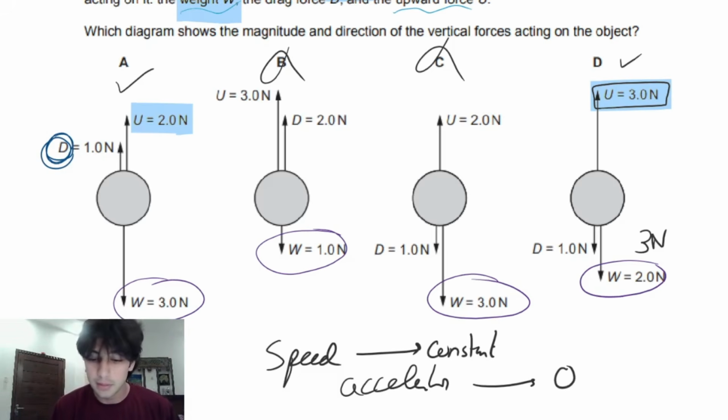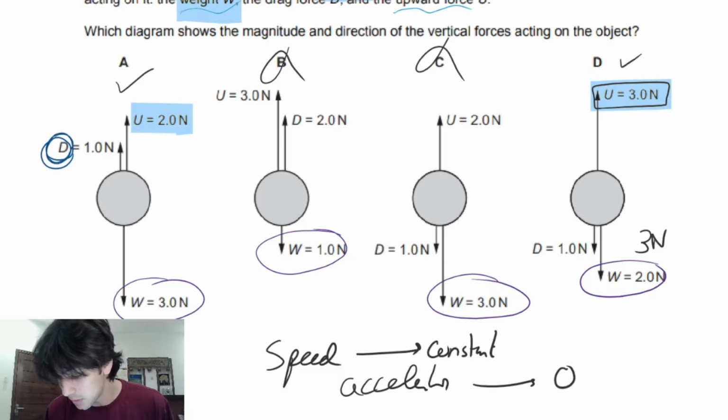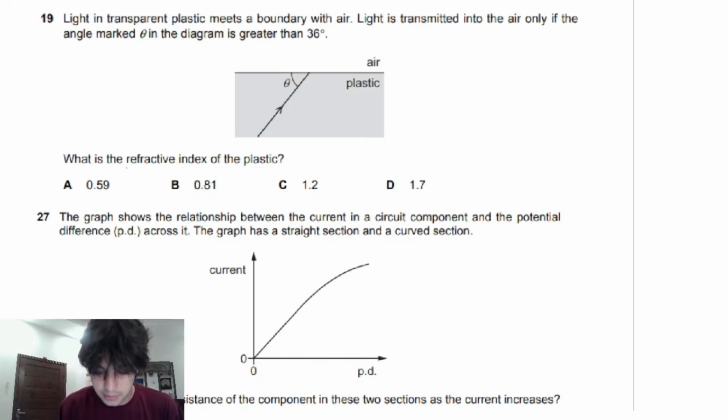And which direction is the movement? Rising vertically. You see that? Bro, physics makes sense. You just got to understand it a bit. So drag should be acting downwards since it's moving upwards, so it has to be D.